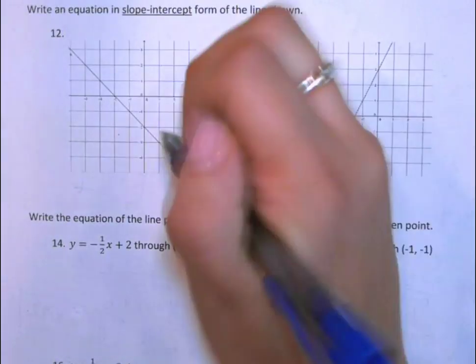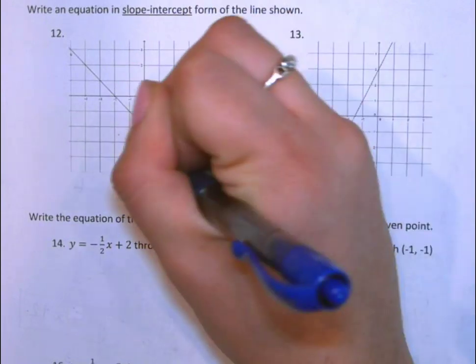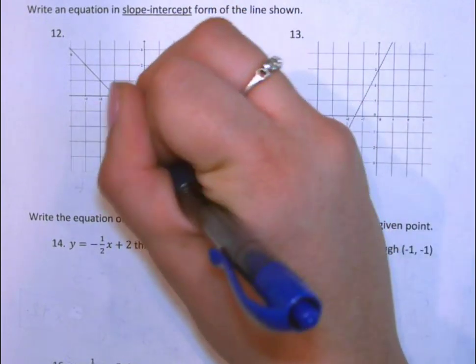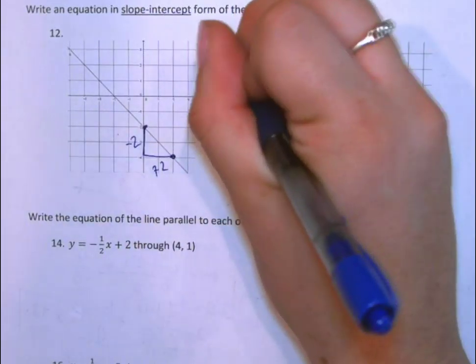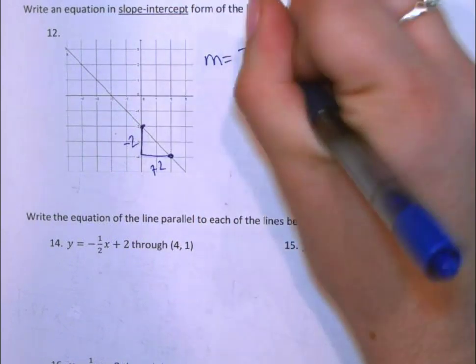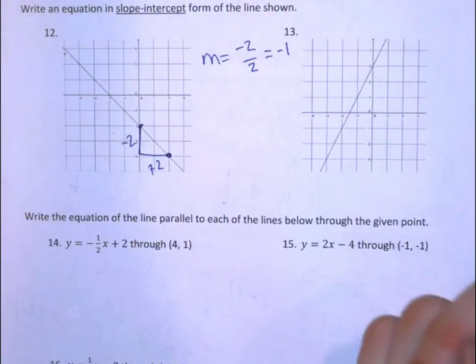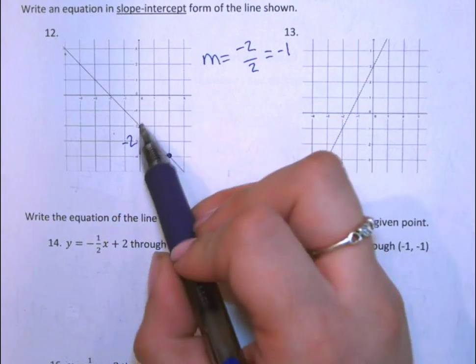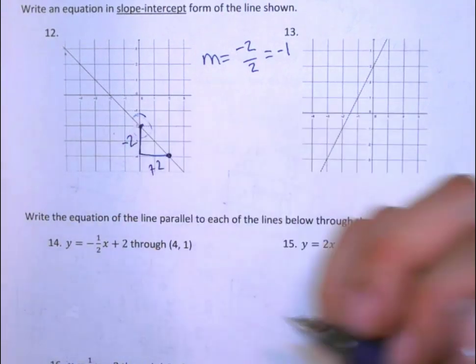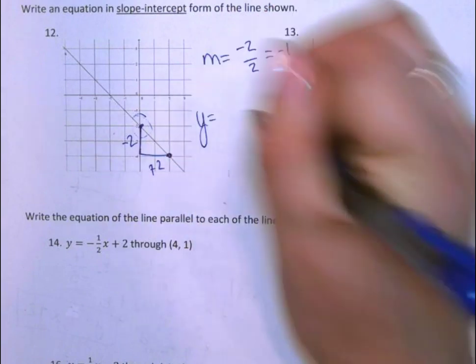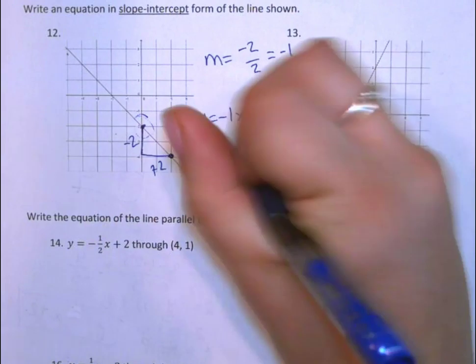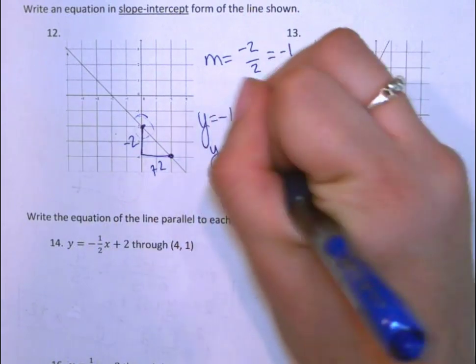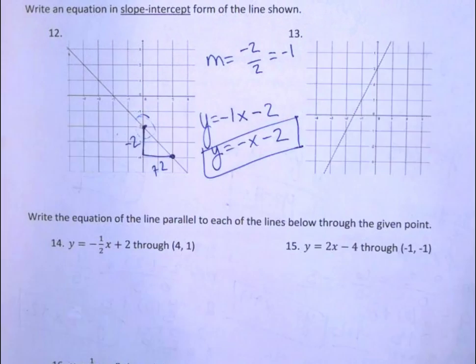Moving on, it wants me to write the equation of the line that I see. So first thing I'm going to do is see how many it's going down and over to the next point it crosses. It went down 2, right 2. So that's negative 2 over 2 for my slope, which simplifies to negative 1. And then I also want to see where it crossed the x-axis. It crossed it at negative 2. So my equation is going to be y equals negative 1x minus 2. Or I can rewrite this without the 1 up front, so y equals negative x minus 2.